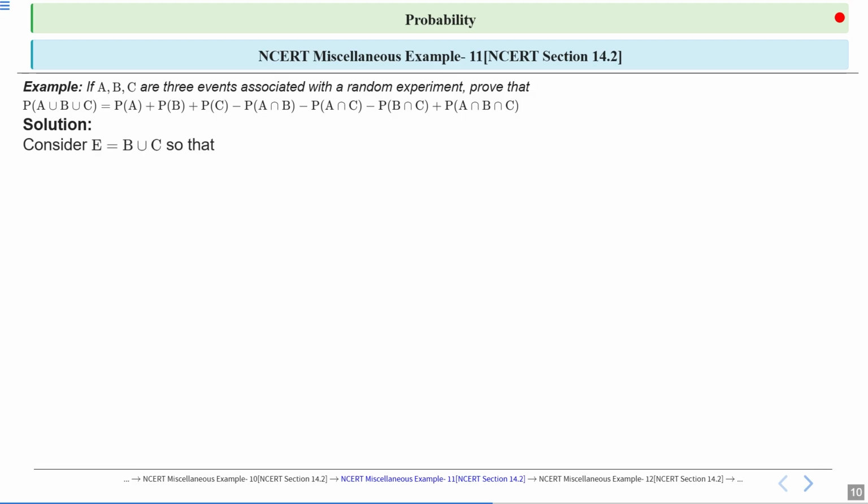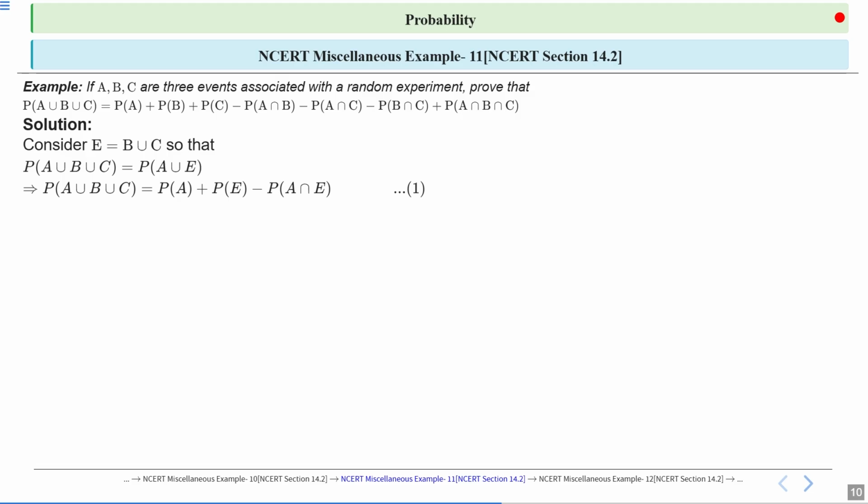So now first consider event E, this is equal to basically union of event B and C. So event E is equal to B union C. And then the probability of A union B union C can be written as probability of A union E. Okay, so we consider here the event E is equal to B union C, and then probability of A union B union C is equal to probability of A union E.